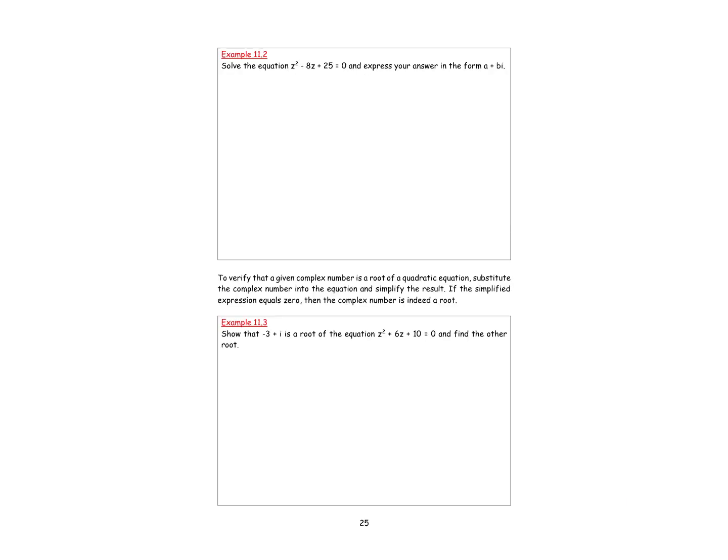In example 11.2, it says solve the equation z squared minus 8z plus 25 is equal to 0 and express your answer in the form a plus bi. Similar to the last question, we've been given a quadratic equation and asked to solve it and express our answers in the form a plus bi. Here, the fact that it says a plus bi means that it's going to have complex roots, meaning that b squared minus 4ac will be less than 0.